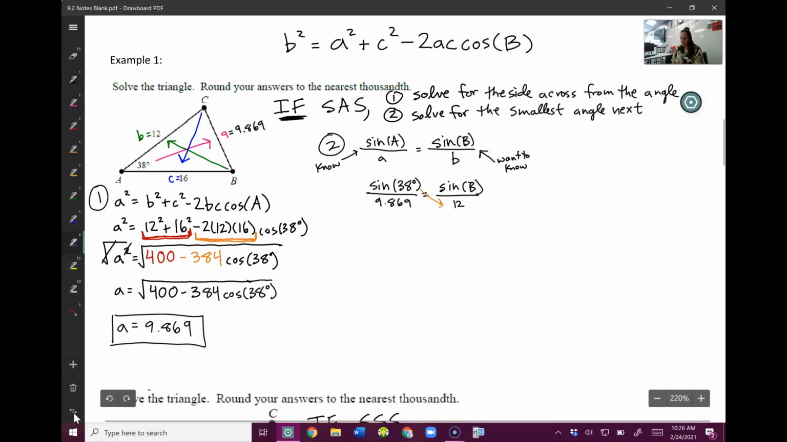So, review of last lesson. We're going to start with cross multiplying. That means I have this top one, sine of 38, times, and then we go across, my 12, equals, now let's do the other one, 9.869 times, go across, sine of b. Now, if I need to solve for b, that means I need to get b by itself. So I need to start by getting rid of this 9.869 by dividing.